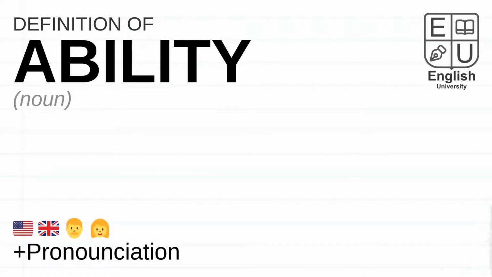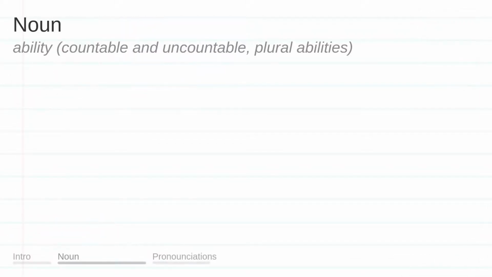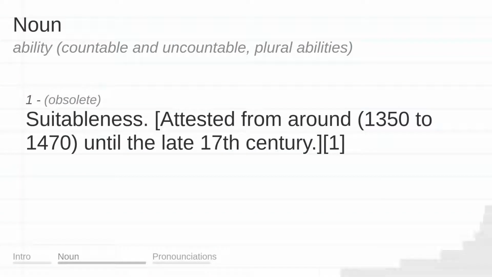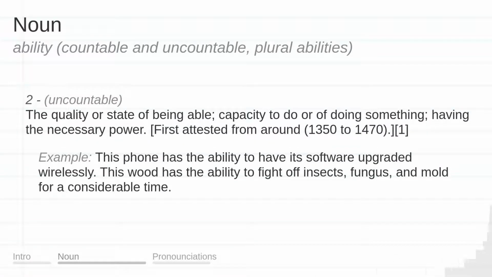Definition of the word ability. Noun. Suitableness. Attested from around 1350 to 1470, until the late 17th century. 1. The quality or state of being able. Capacity to do or of doing something. Having the necessary power. First attested from around 1350 to 1470.